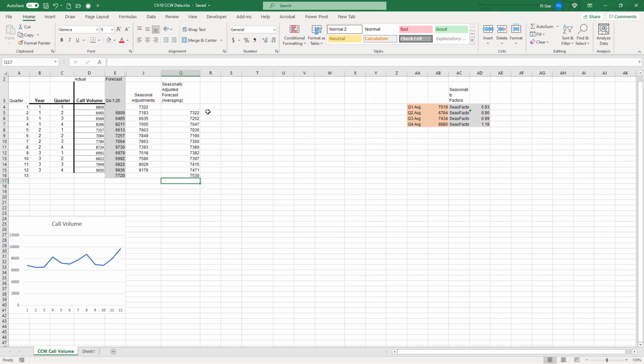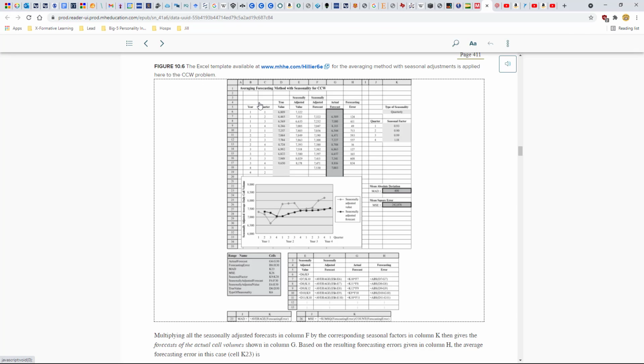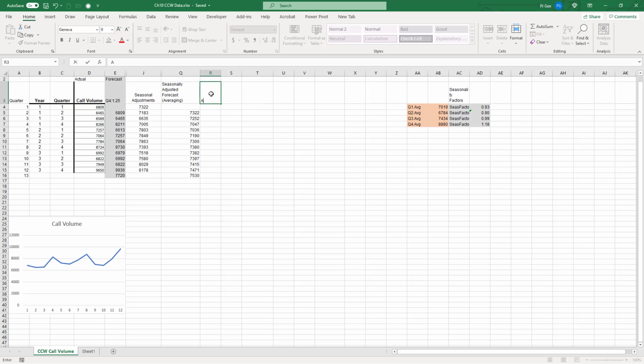So what was the title they gave that? The actual forecast. Oh, okay, that's what they want to call it? Sure. Actual, it's a little bit confusing, but okay. Actual forecast. So we have to just take this number and multiply it by the second, be careful here, the second seasonality factor. Okay. All right.